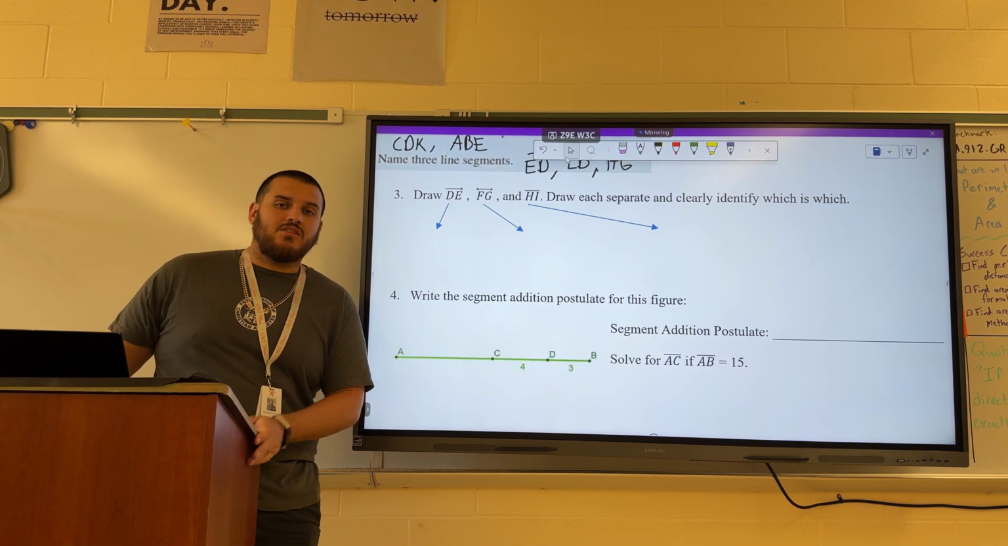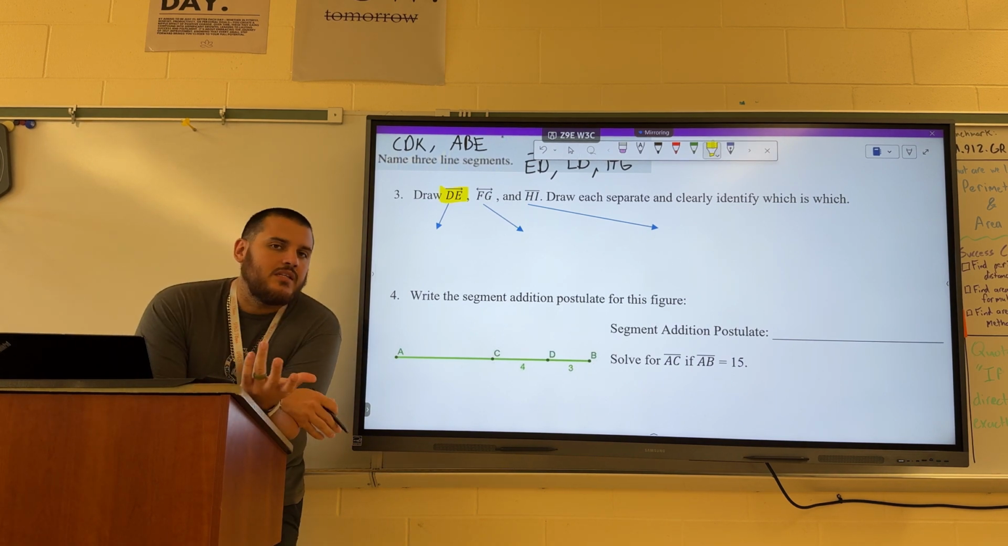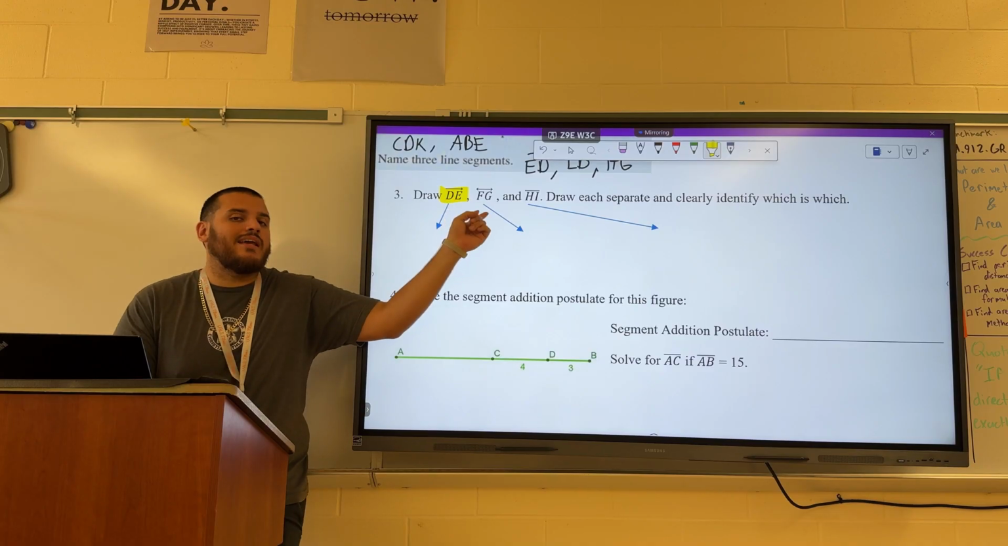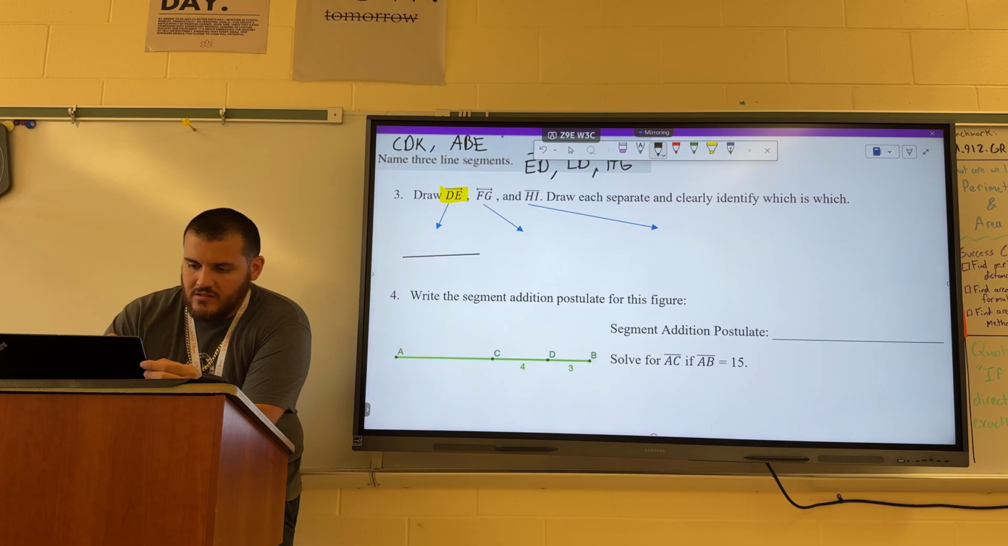Question 3 is asking us to draw and label some geometric figures, starting with this. Obviously, we need to know our symbols. That's one arrow, that is a ray. So we have a ray DE. Rays will look like this: one arrow on one side and an endpoint on the other side.